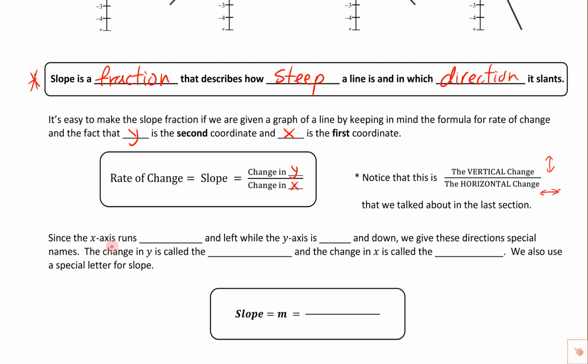Since the x-axis runs right and left, and the y-axis is up and down, we're going to give these directions special names, to make it a little bit easier so we don't have to say vertical and horizontal all the time. The change in y, we're going to call the rise. The change in x is going to be called the run.